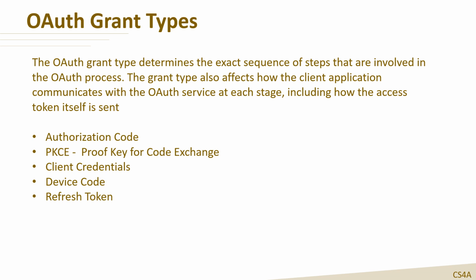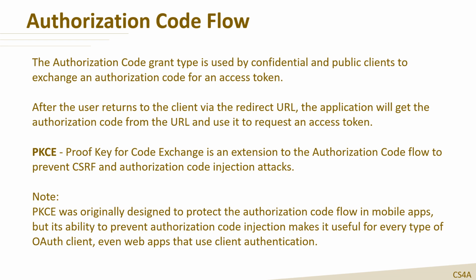So we'll see what the authorization code flow is. The authorization code grant type is used by confidential and public clients to exchange an authorization code for an access token. In this flow, the client application directly accesses the authorization server and gets the authorization code, and then with the authorization code it can get the access token. It involves a redirection URL after the user logs in. In the redirection URL, the application gets the authorization code, and then with that authorization code, it can request the access token.